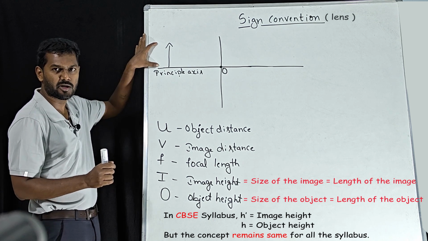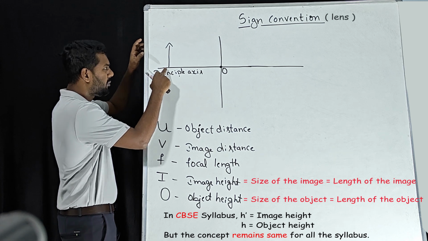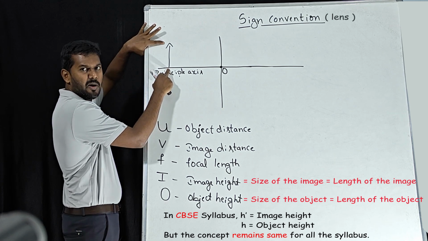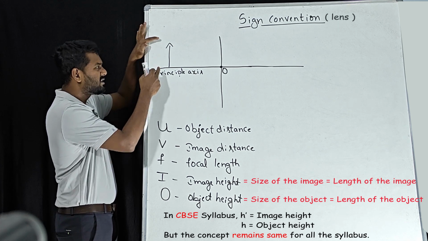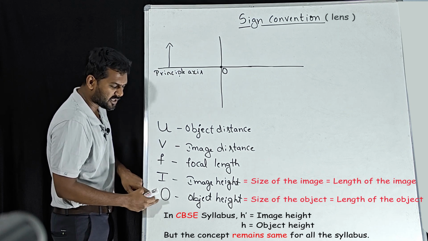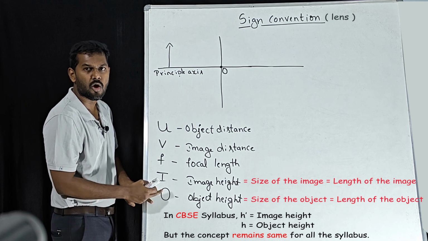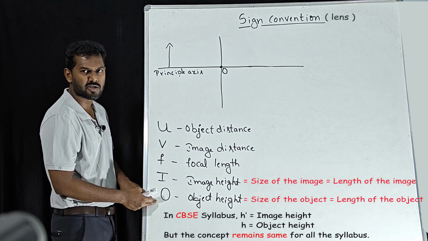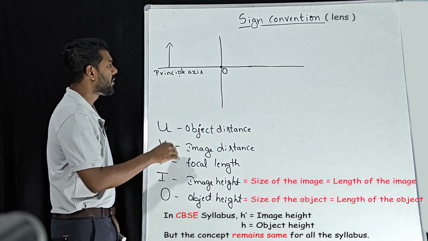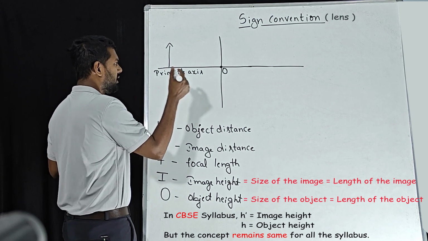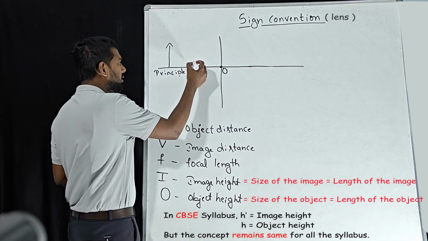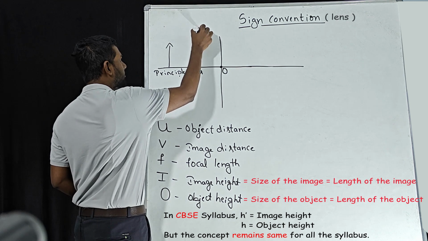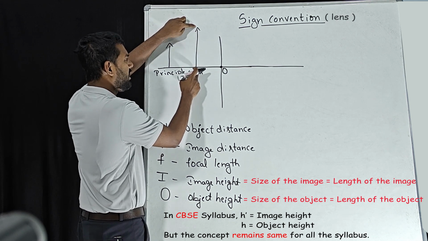Assume this is the object. From the principal axis till this part, what is the height? This is the object, right? This will be the object height. Object height is denoted as O. Next, assume you are going to get the image somewhere here or somewhere here, anywhere. If you get the image here, this is the height of the image.